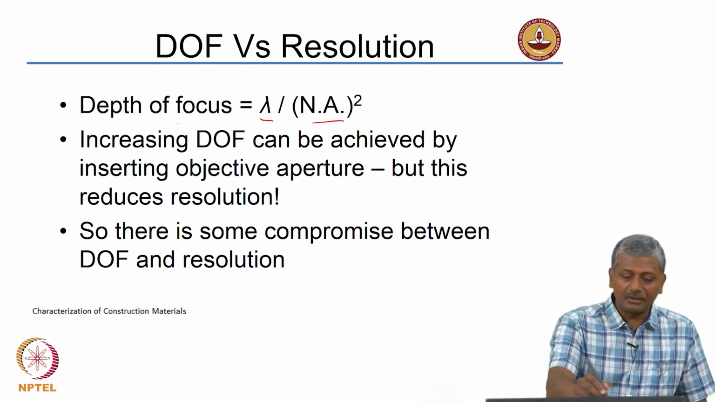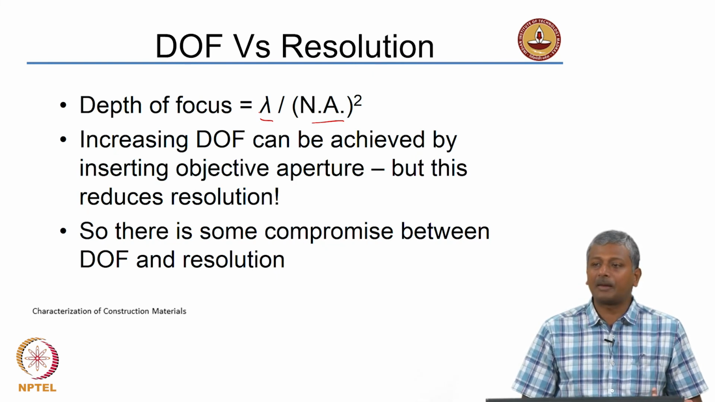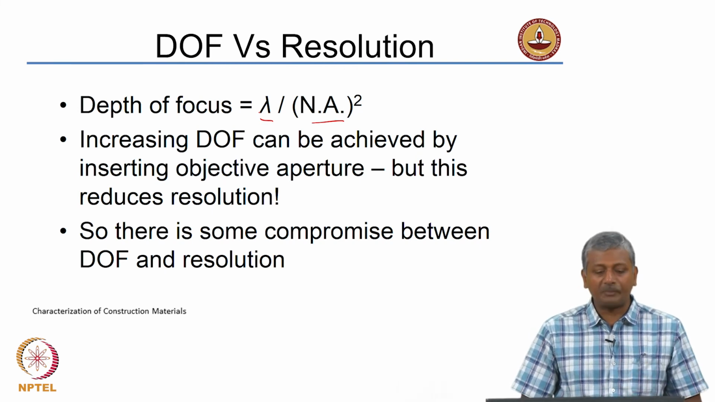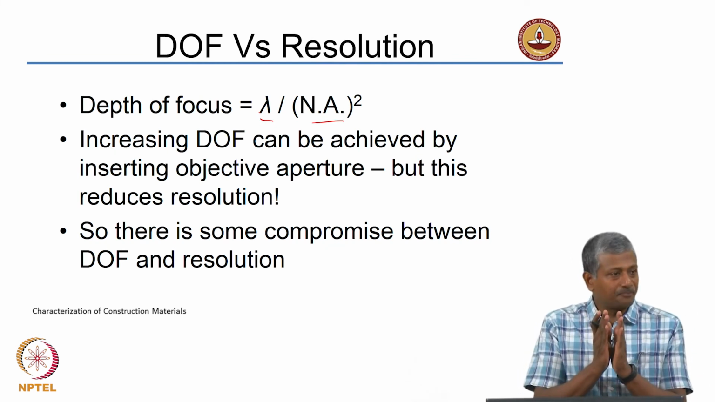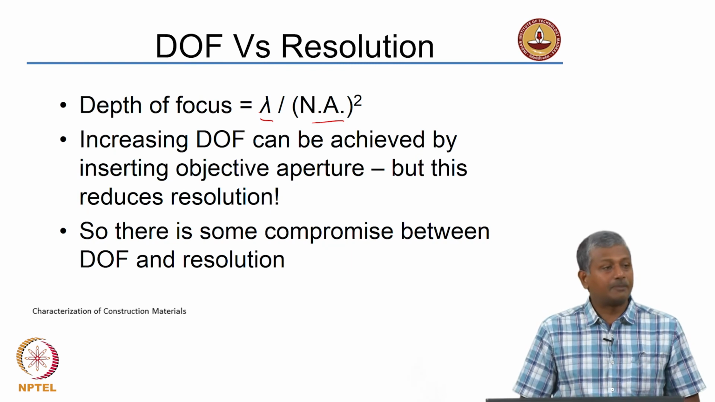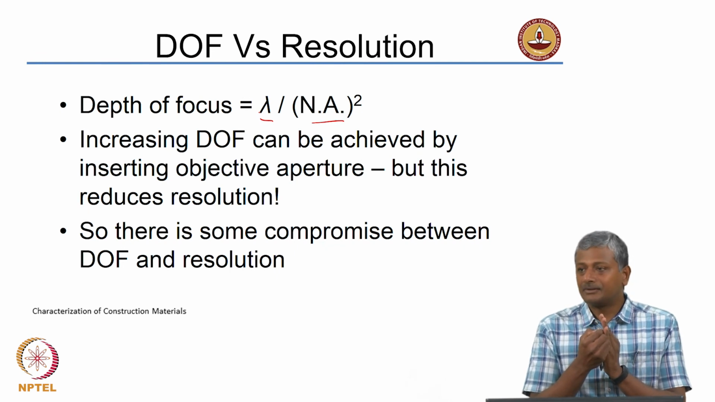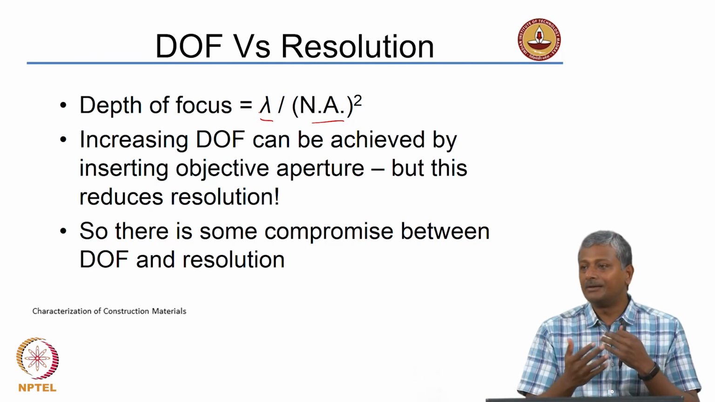In this case, look at how the depth of field is related to the wavelength and numerical aperture. If you reduce the wavelength, what will happen to the depth of field? It will reduce. If you increase the numerical aperture, what will happen to the depth of field? Again, it will reduce. So, there is some compromise between depth of field and resolution. Increasing depth of field can be achieved by inserting an objective aperture. We talked about the fact earlier that when you have an aperture, you can increase the depth of field, but because you have an aperture now, you are only collecting the direct beam and that is limiting your resolution. So, depth of field and resolution, there will be some trade off.